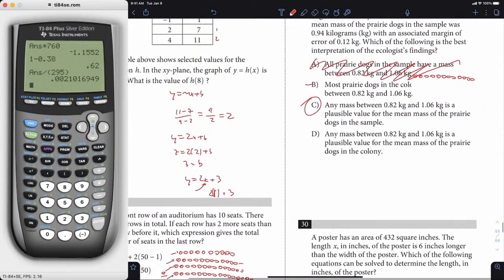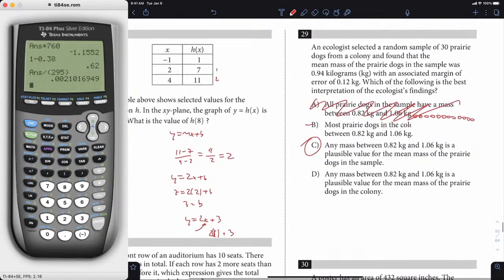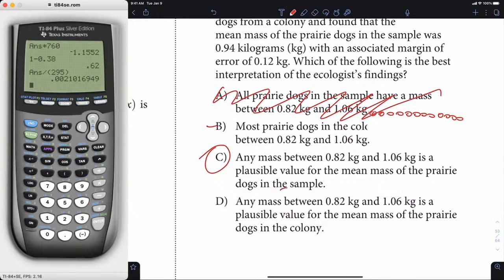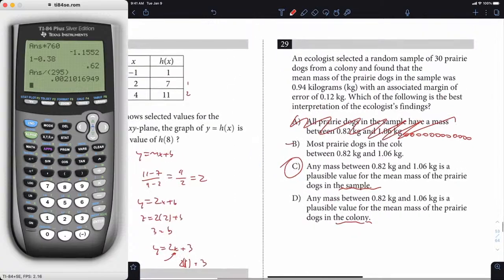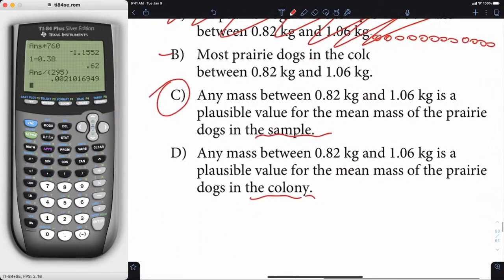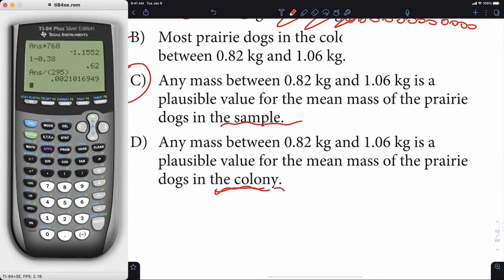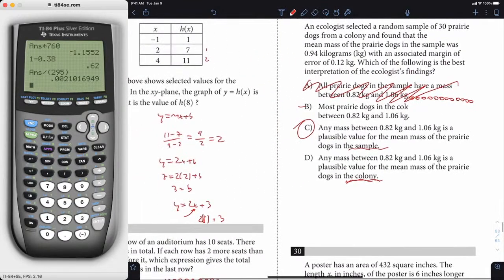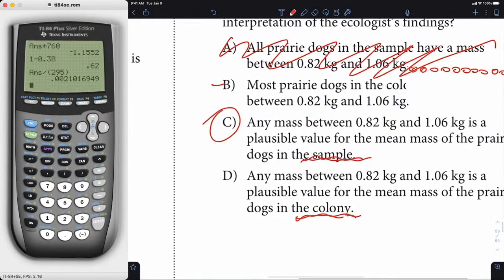Oh, hold on. I just noticed something weird. These two answers are really similar, except this one says sample and this one says colony. In the sample. Yeah, the answer is C. If you didn't take data from the whole colony, then you can't make an assumption about the whole colony. You can only make an assumption about the data you collected, which was a sample.